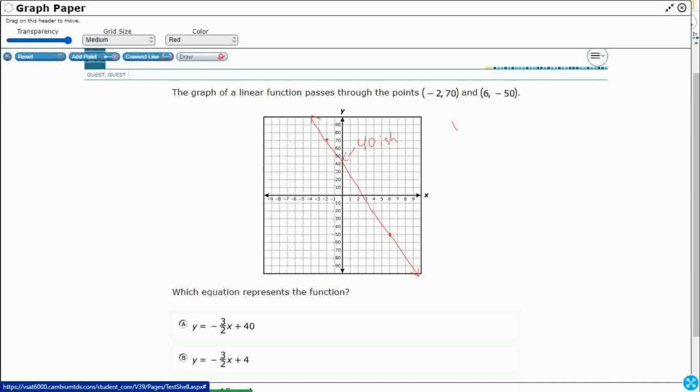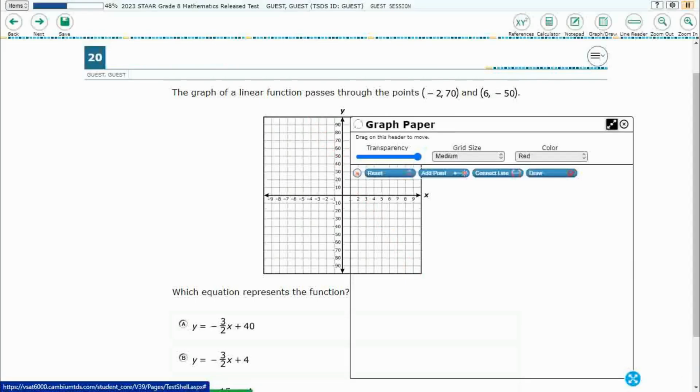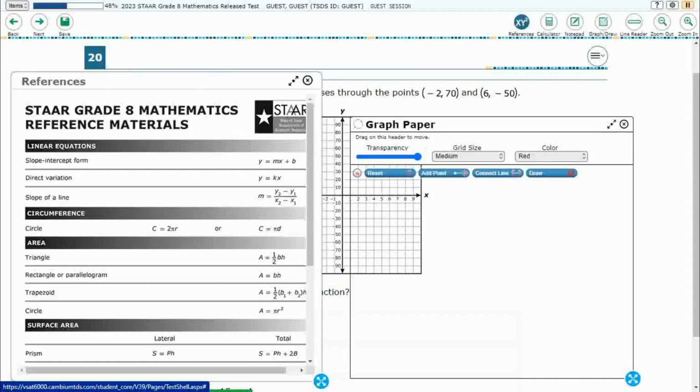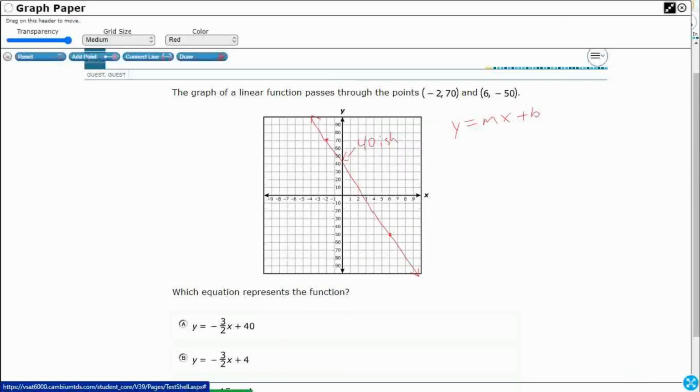So first let's get our m, our slope. That's going to be the change in y over the change in x. If you need that, that's on your reference materials. That's the third equation from the top. m equals change in y over change in x, the rise over run.